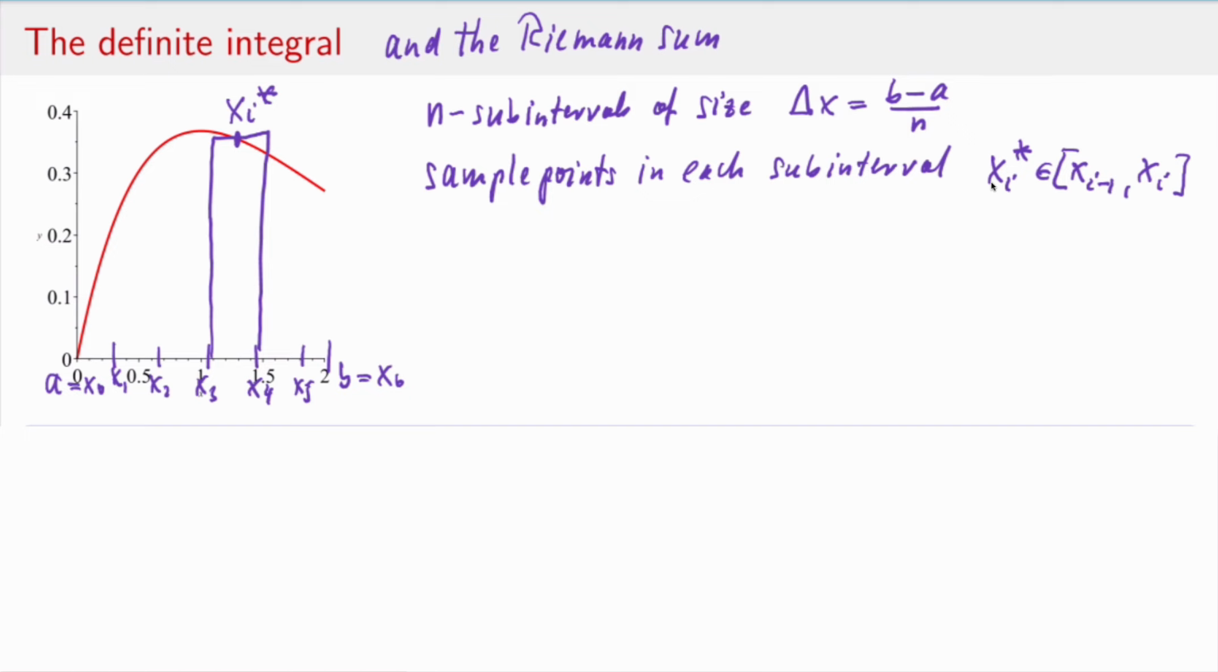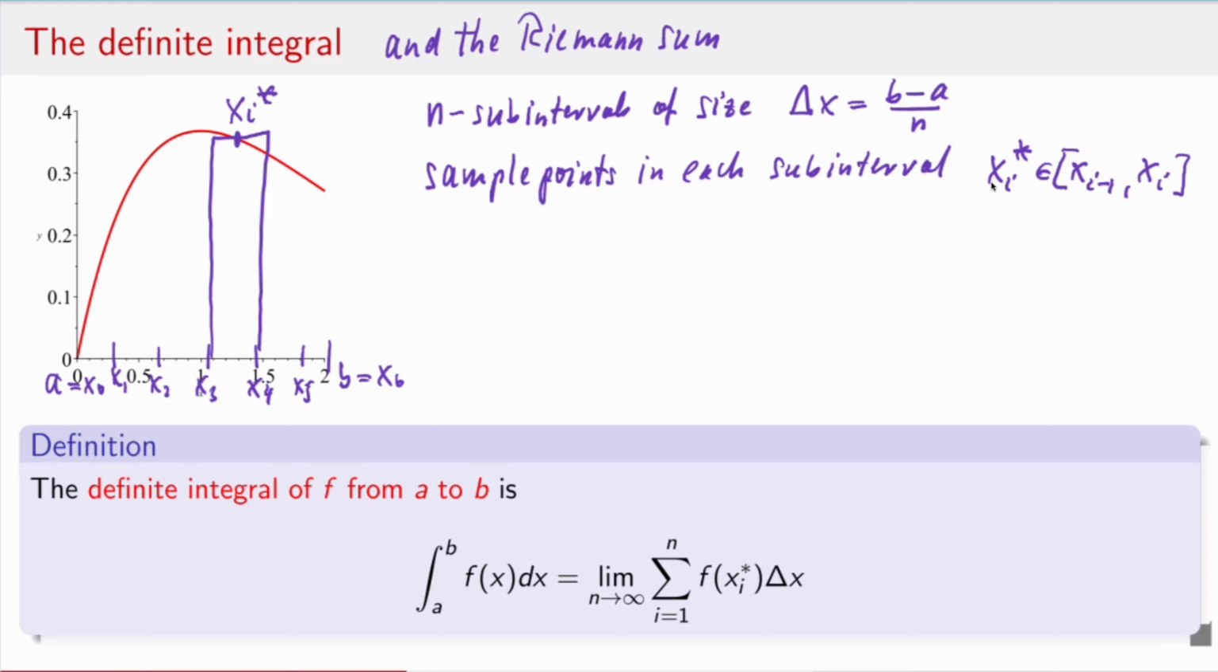With this notation, I can define the definite integral of f from a to b. And here it is. So the definite integral of f from a to b is the integral from a to b f of x dx. And this is the limit as n goes to infinity of a sum i is 1 to n f of xi star delta x. So this is quite a formula. Let's look at it a bit more carefully.